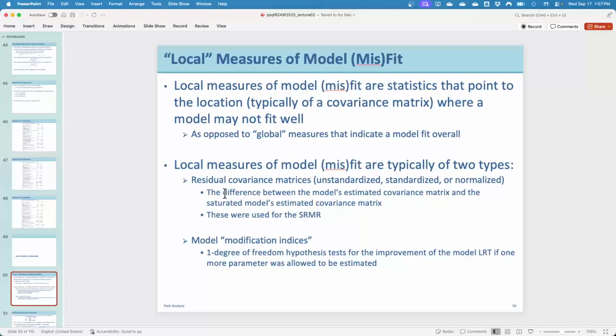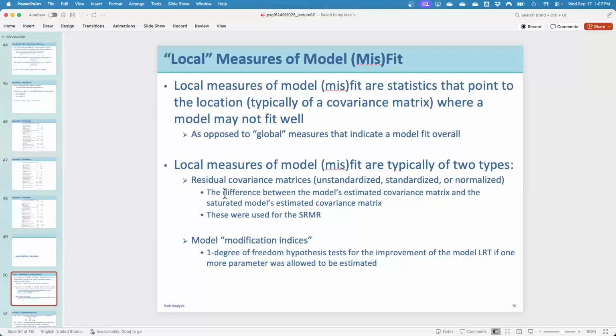But for the residual covariance matrices, these come in different flavors as well too. Unstandardized, which just means take the covariance matrix that's saturated, take your model's covariance matrix and subtract them. That's just the difference.